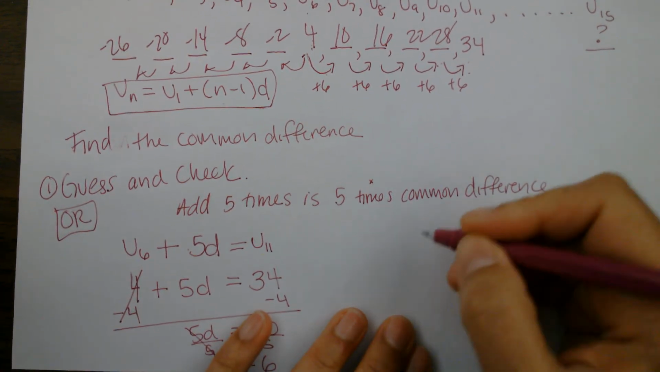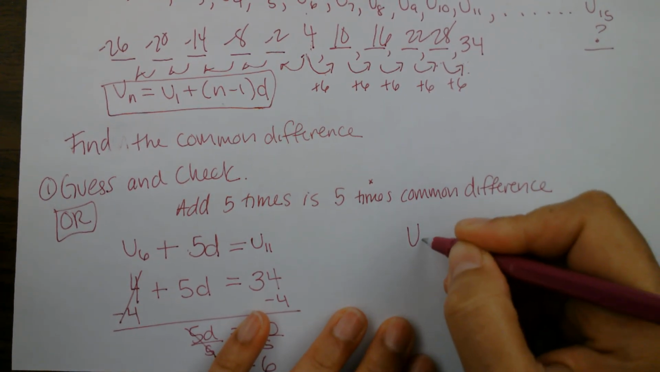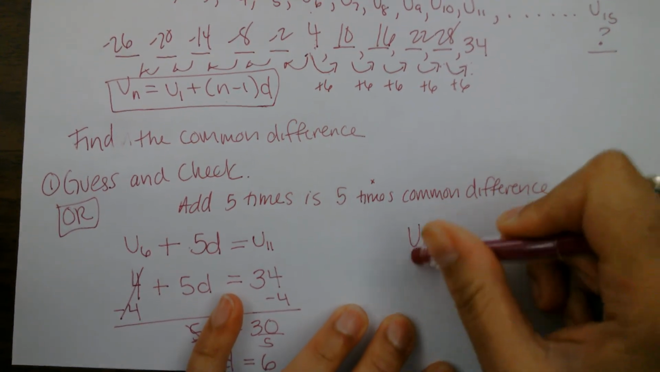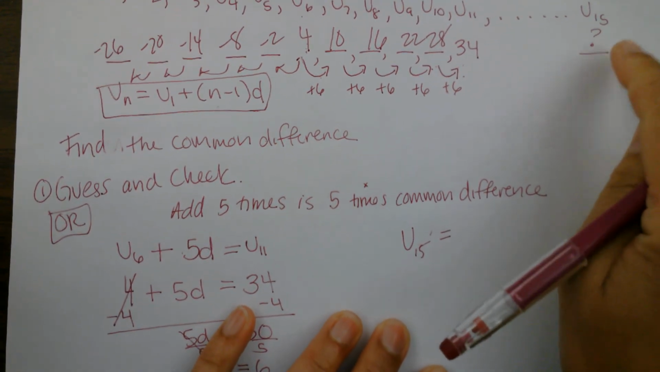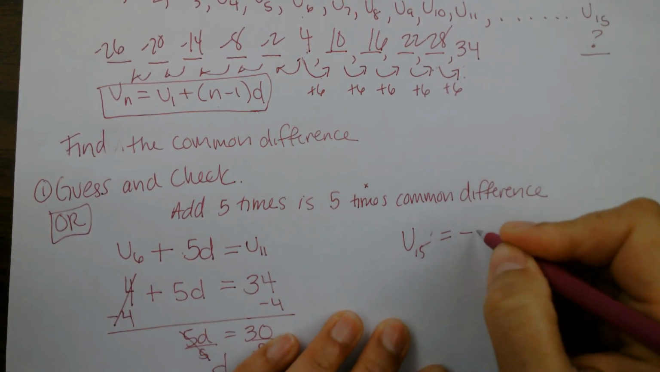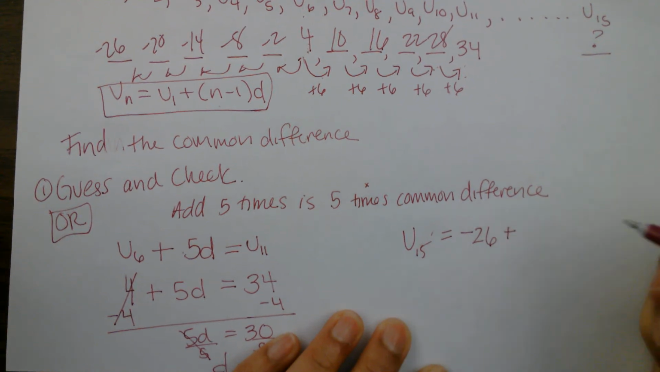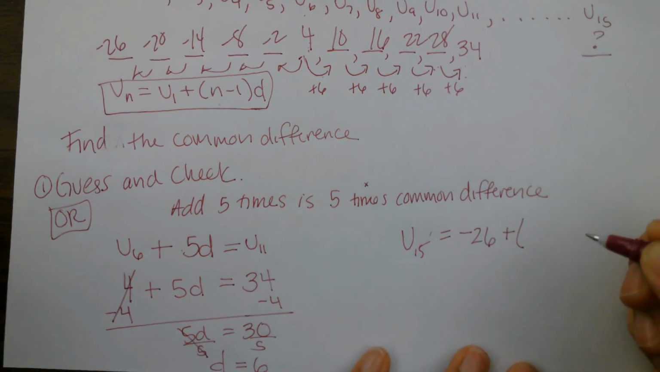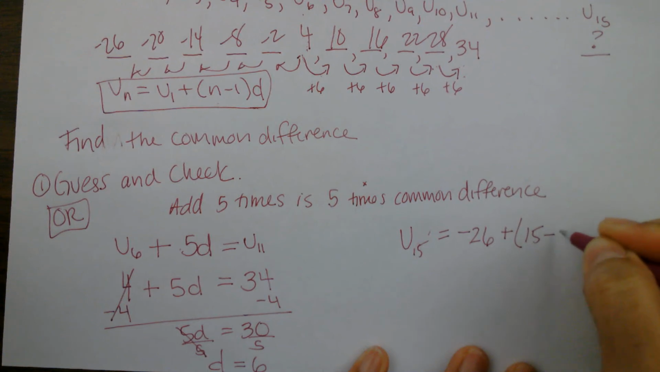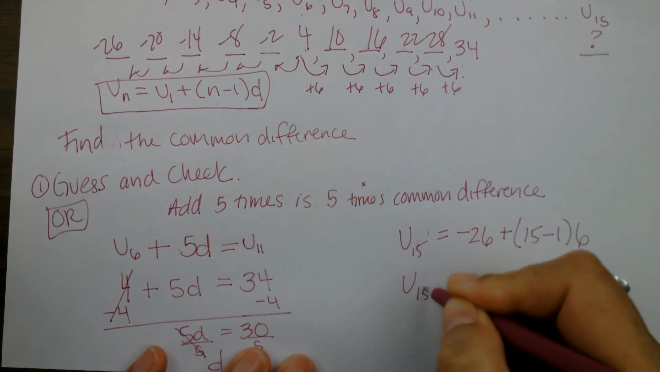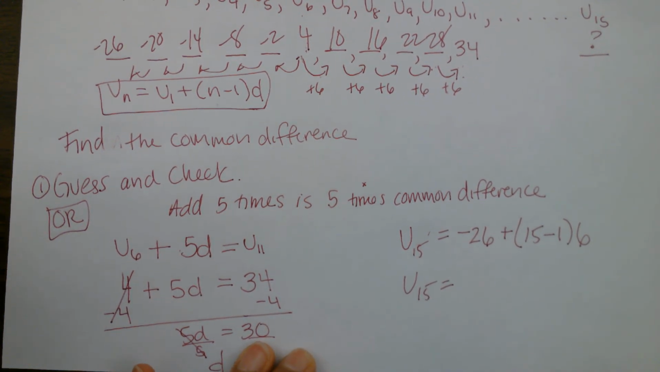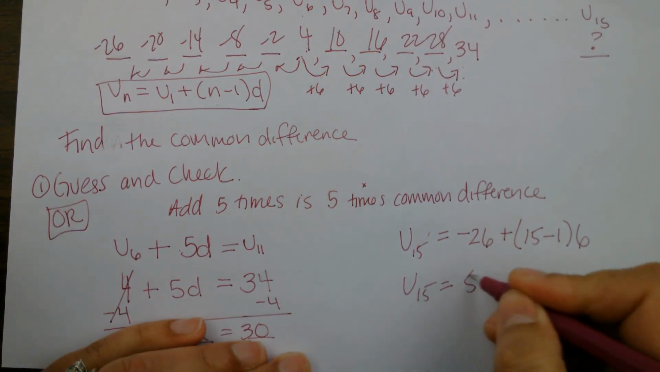Okay. So here we have u sub n. What are we looking for? n equals 15. Looking for that one. Negative 26 plus our n, 15, minus 1, times our common difference of 6. Let's put that in the calculator. Negative 26 plus 15 minus 1 times 6. 58.